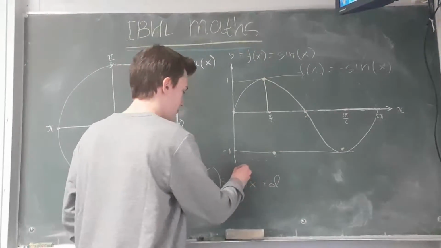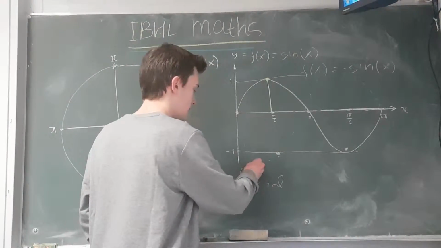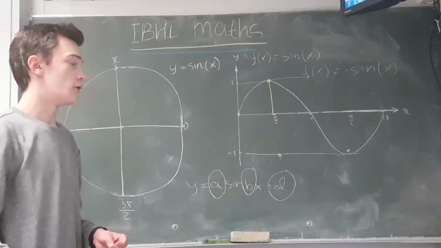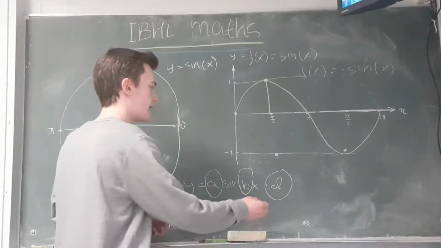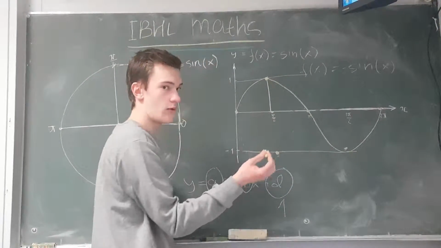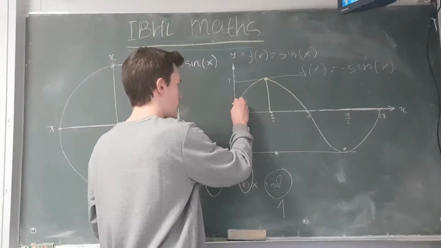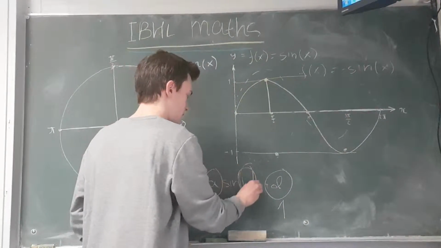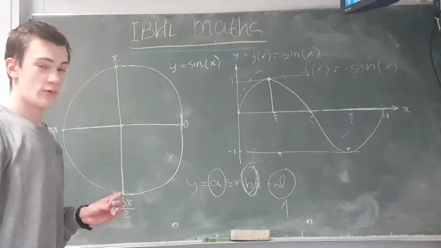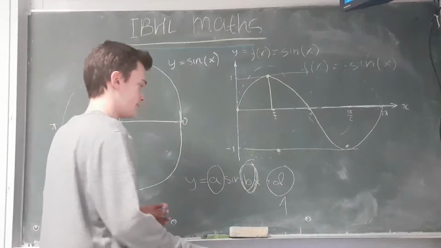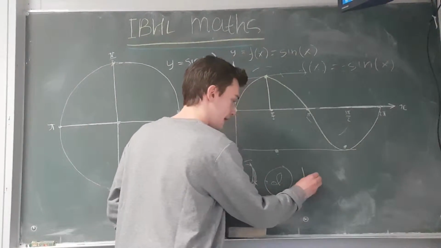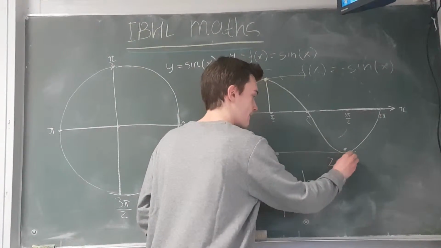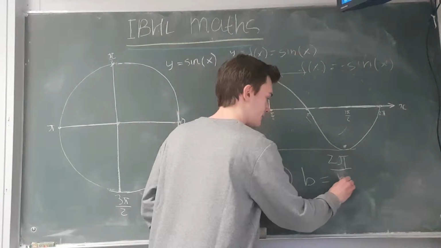Now b stands for the period, and d stands for the vertical translation. So if we have d equals 1, then the whole function will move 1 upwards, and so on. Now b, that's the period. And we find the period with this formula: period equals 2 pi over k.